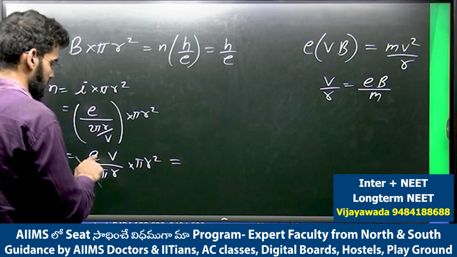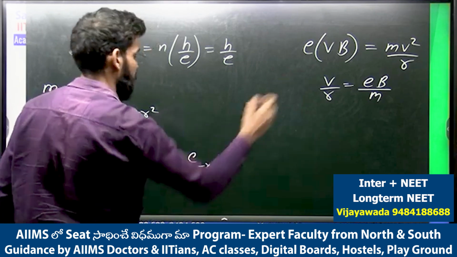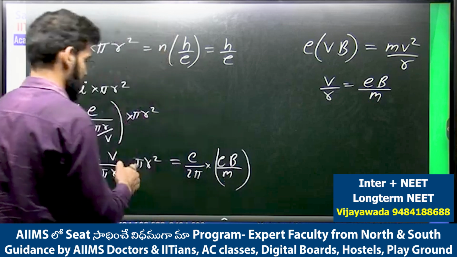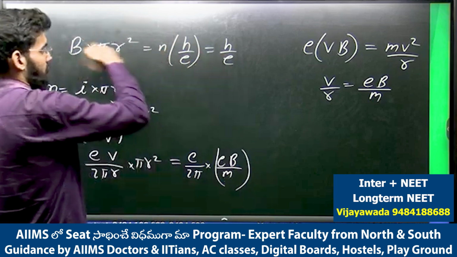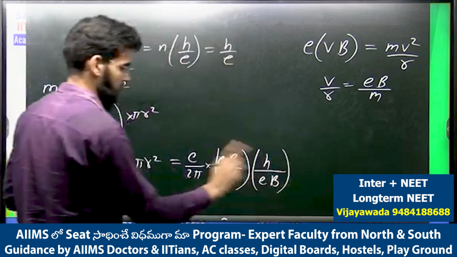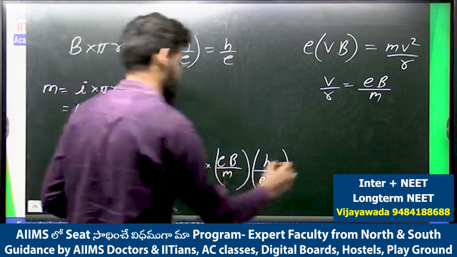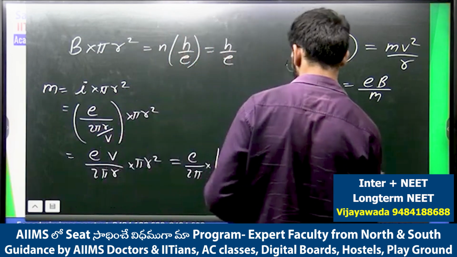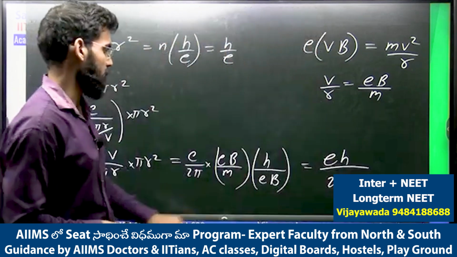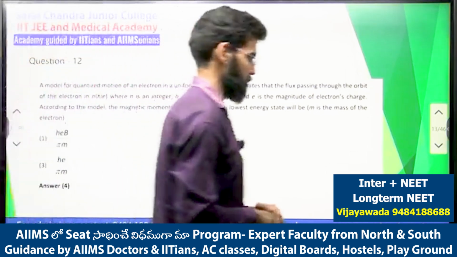Here what we have? e by 2 pi into v by r. So e by 2 pi as it is, and v by r from there, eB by m. Then pi r square. Pi r square is how much? h upon eB, with B sent to that side. So h upon eB. So eB cancels out, and here what is remaining? You have e h, and here you have 2 pi m. That's it, nothing else is remaining. e h upon 2 pi m. So that is the fourth option. That's how we solve.